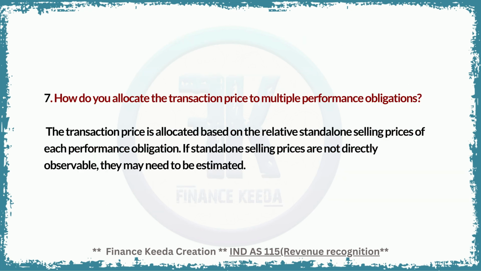7. How do you allocate the transaction price to multiple performance obligations? The transaction price is allocated based on the relative standalone selling prices of each performance obligation. If standalone selling prices are not directly observable, they may need to be estimated.